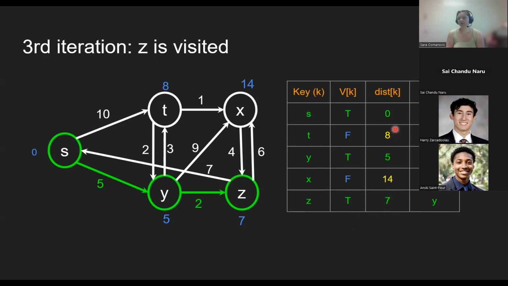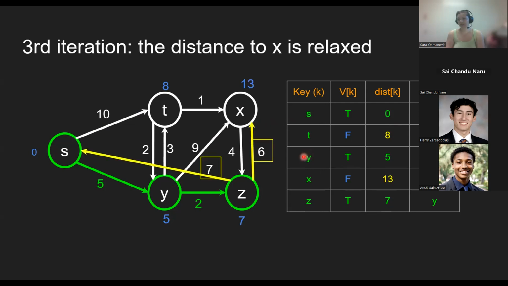Now we observe the edges coming out of Z. So we have 7 to S. We don't want that. S is already visited, so we don't care about this one. And we have 6 to X, which brings the total path from S to X to have the weight 13 when you add all of these up.